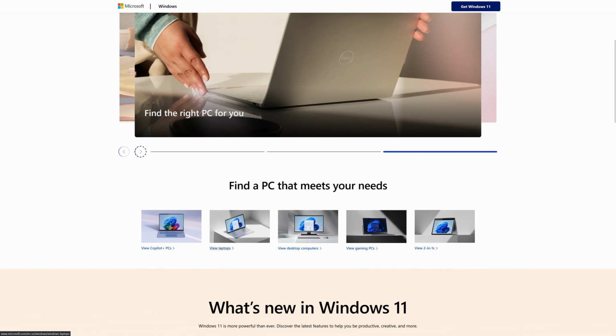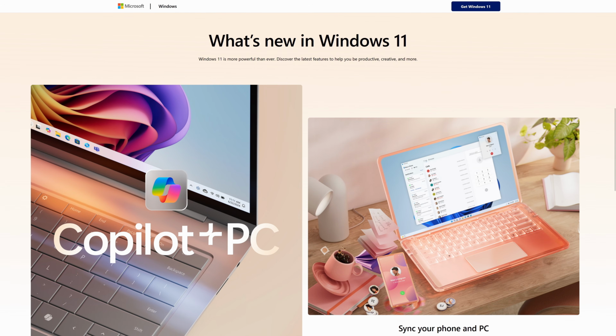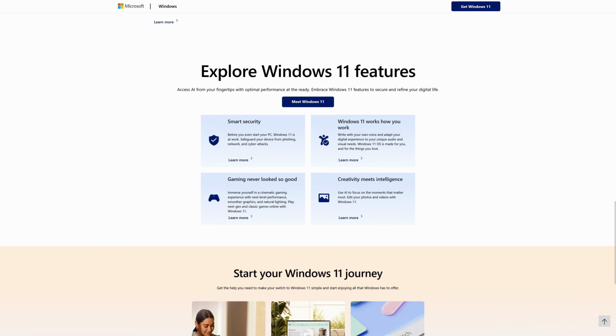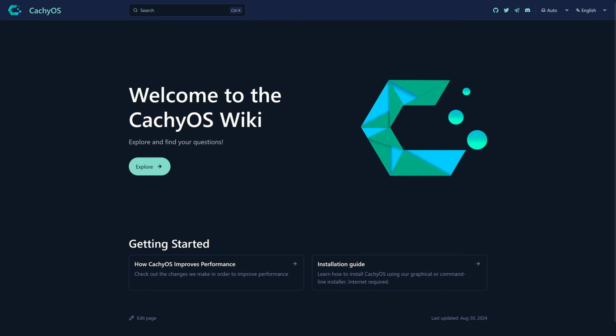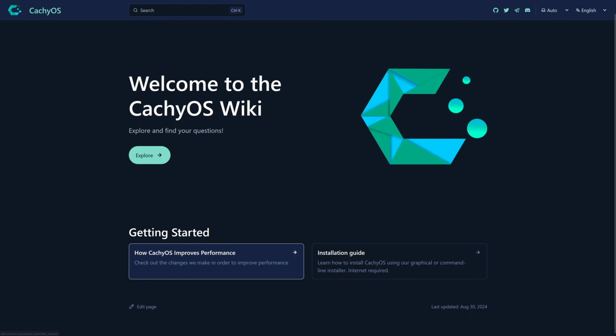Some people are not happy with Windows 11 and the direction it is going, while others are just curious to see if there is another operating system that can match Windows 11 in performance when gaming. In this video I'm going to compare Windows 11 and Linux while using an RTX 5090, with a few surprising results.